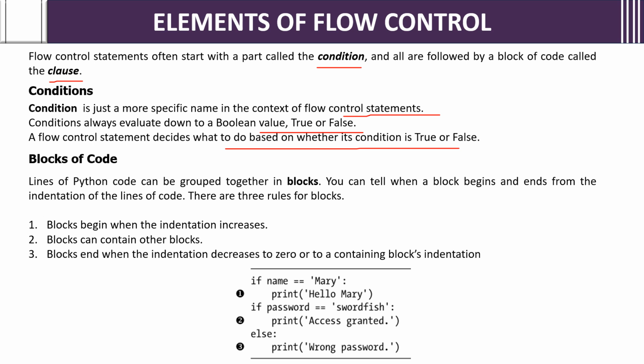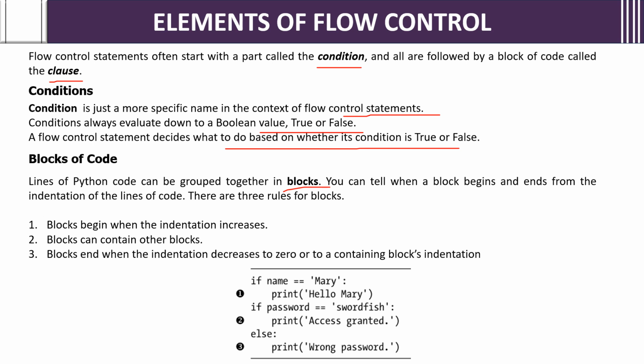Blocks of code. Lines of Python code can be grouped together in blocks. Blocks of code are nothing but lines of Python code that we group together. You can tell when a block begins and ends from the indentation of the lines of code. There are three rules of blocks. Blocks begin when the indentation increases. Blocks can contain other blocks. Blocks end when the indentation decreases to 0 or to a containing block's indentation.